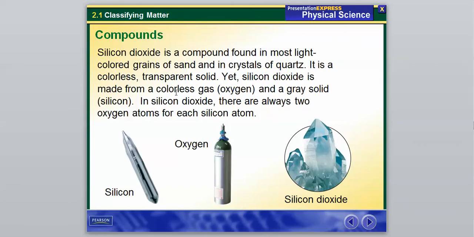To wrap it up, another example: silicon dioxide is a compound found in most light-colored grains of sand and in crystals of quartz. It is a colorless, transparent solid. Yet silicon dioxide is made from a colorless gas, oxygen, and a gray solid, silicon. In silicon dioxide, there are always 2 oxygen atoms for each silicon atom. So 2 things that are usually colorless or gray come together and can form crystals of all different colors. That is another example of how the properties differ when we bring elements together.